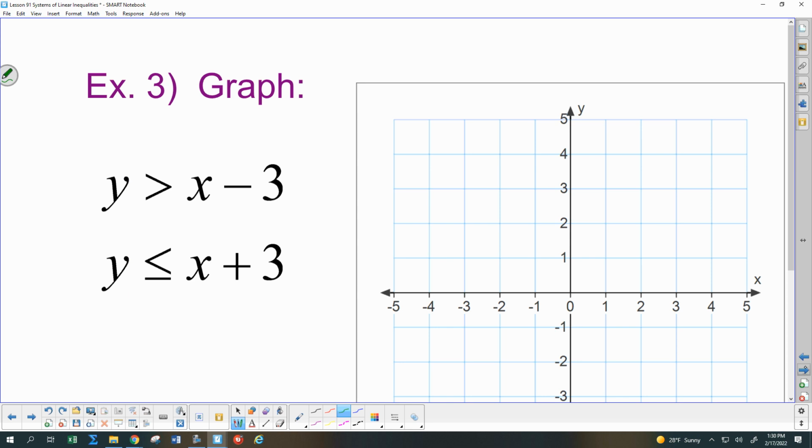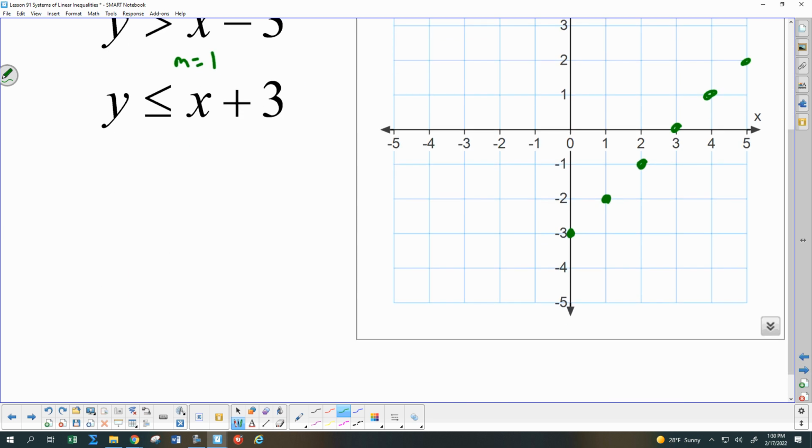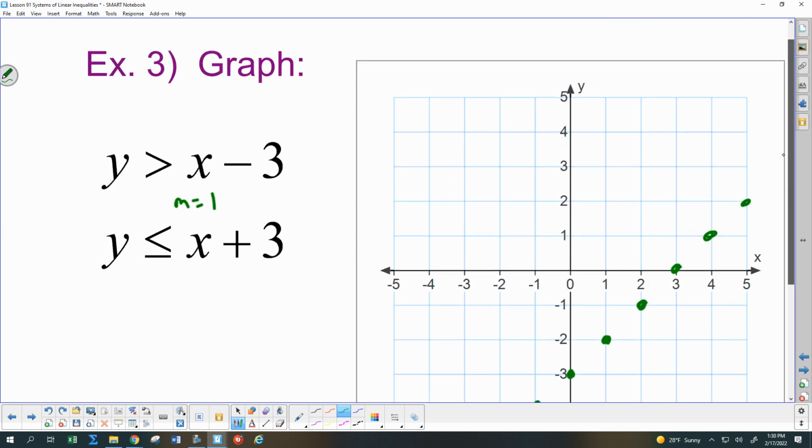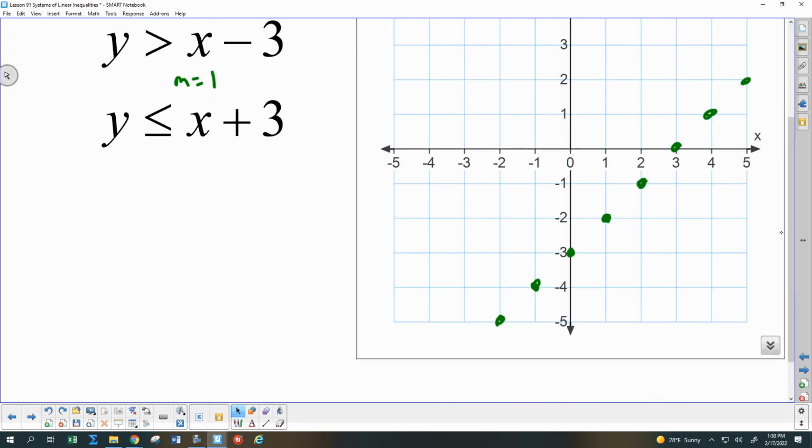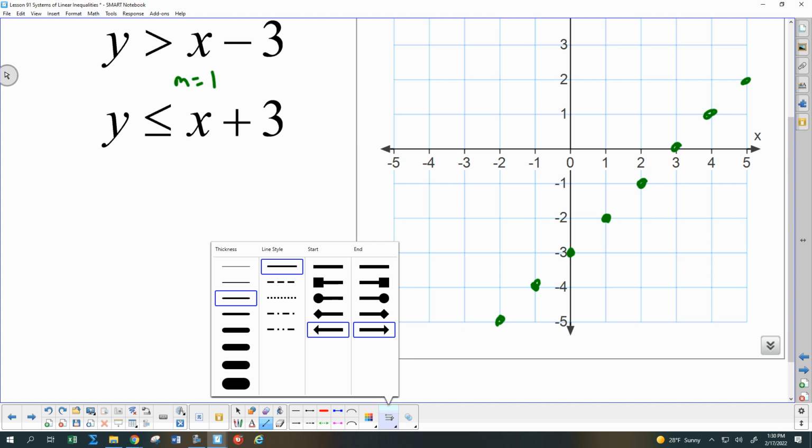I'm seeing some people with fingers up. So the slope for both of them is 1. They just have different y-intercepts. So the top one, -3 for the y-intercept and a slope of +1. So do my dots all the way to the edges of the graph. For that top one, solid or dotted line, everybody? Dotted, so let me get my dotted line drawn in there.